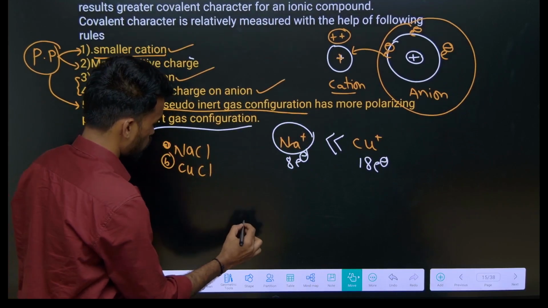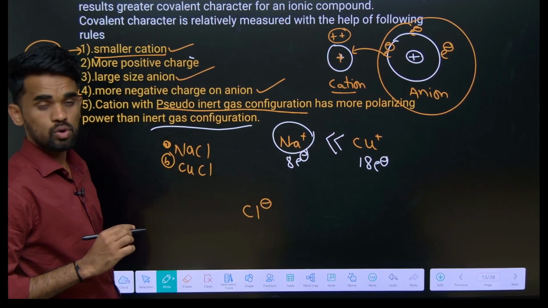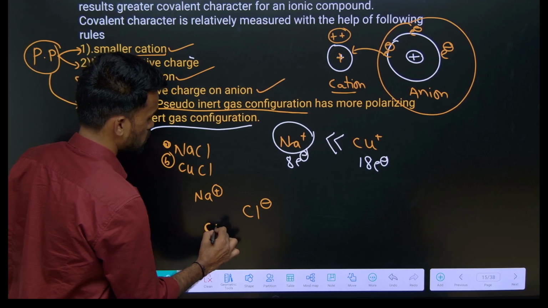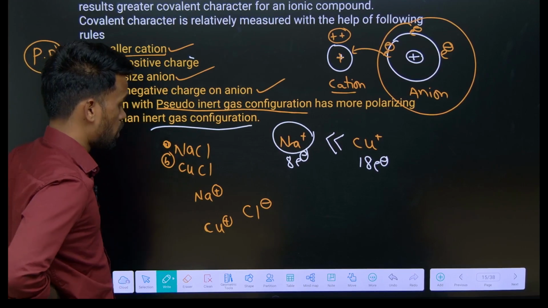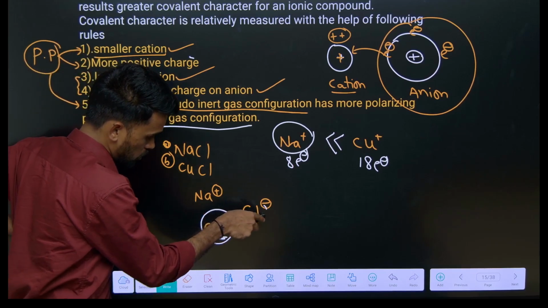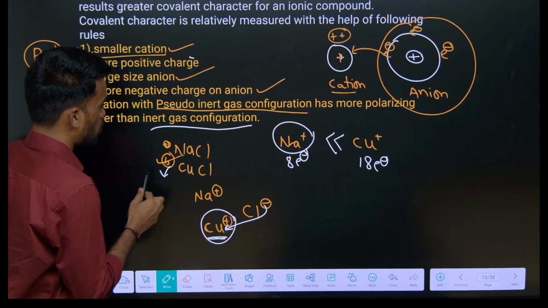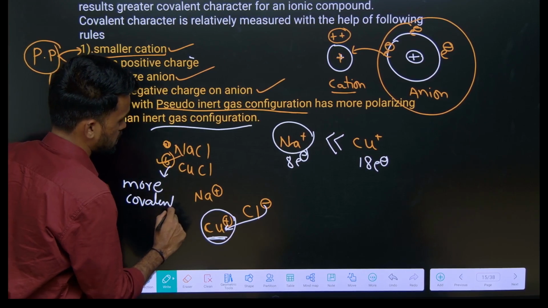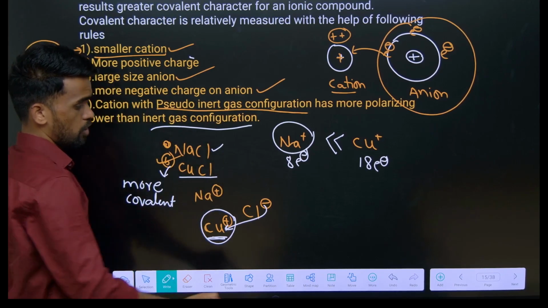In both cases the anion is chloride ion only, but the cations are different. In one case the cation is sodium ion, in another case it is copper ion. Now I am saying that this one has pseudo inert gas configuration, therefore it will drag the electron cloud more effectively than sodium, therefore this compound will have more covalent nature. Which has more covalent nature? CuCl has more covalent nature than NaCl. I hope this is clear.